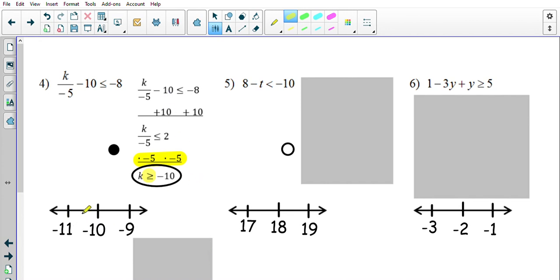Put our numbers in order from least to greatest, negative 11, negative 10, negative 9. This one is a closed circle because it's greater than or equal to. And since it's greater than or equal to, we are going to shade to the right.